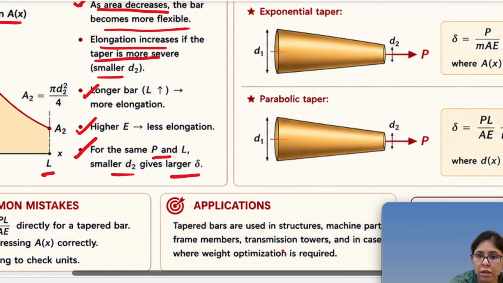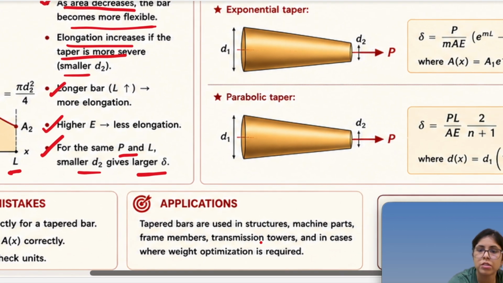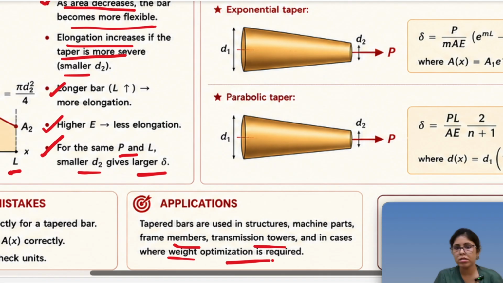Now, tapered bars are used in structures, machine parts, frame members, transmission towers, and in cases where weight optimization is required. Okay, so this is what the tapered bar is. How we'll be calculating the deformation in that, and how it is going to be used in our daily structures. So yeah, this is for tapered.